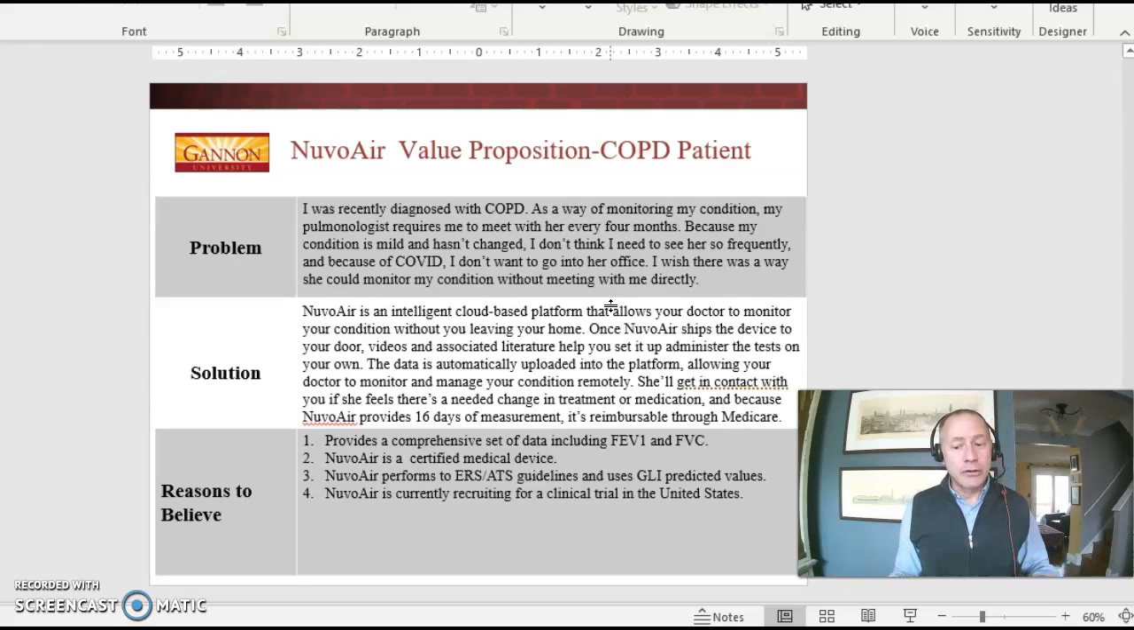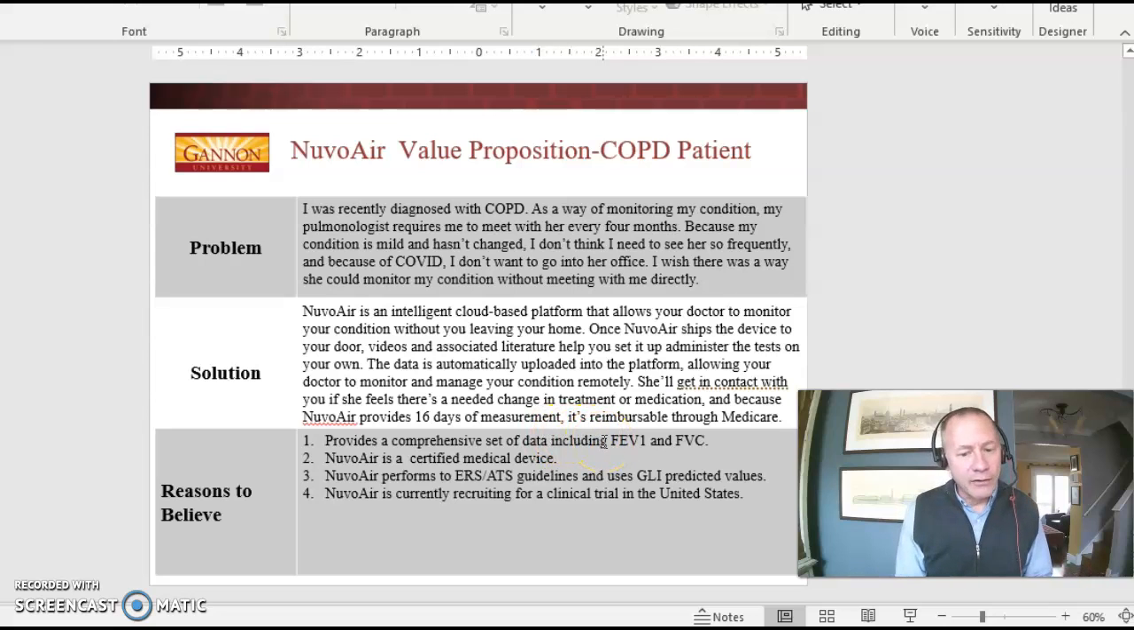So that sets up a solution, but a different solution. I mean, it's the same product. NuvoAir is an intelligent cloud-based platform that allows your doctor to monitor your condition without you leaving your home. See how the phrasing is all about the patient, because now it's going to mean a benefit for them. And once NuvoAir ships the device to your door, videos and associated literature help you set it up and administer the tests on your own. The data is automatically uploaded into the platform, allowing your doctor to monitor and manage your condition remotely.